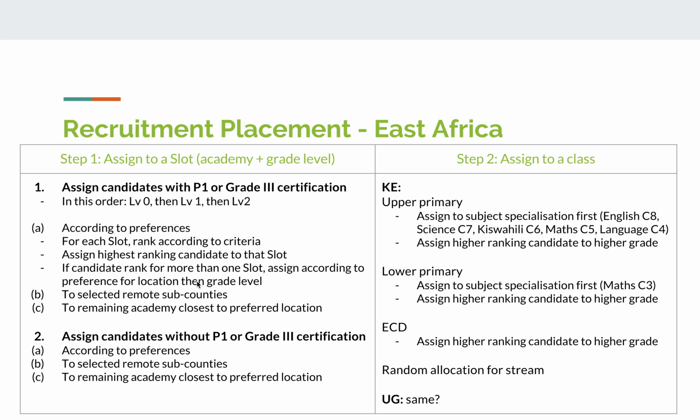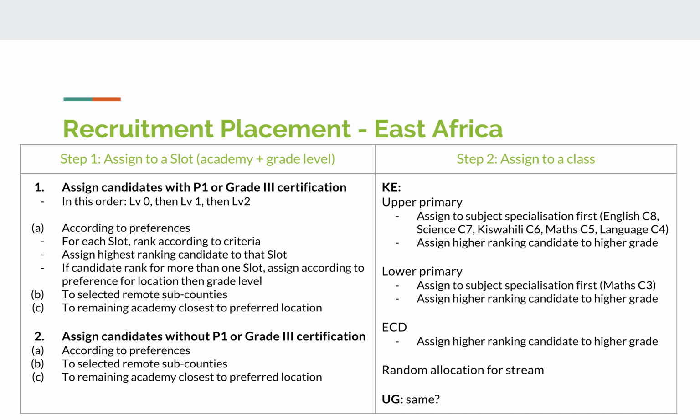So for all of the teachers who haven't been able to be assigned to their preferences, we come to the second stage and we look at all of these teachers who have selected remote sub-counties. And if they haven't selected remote sub-counties, then we will assign them to the remote sub-counties. And then the third stage is for the teachers who haven't been allocated to their preferences and have not selected any remote sub-counties, then we will assign the rest of them according to the academy closest to their preferred location.